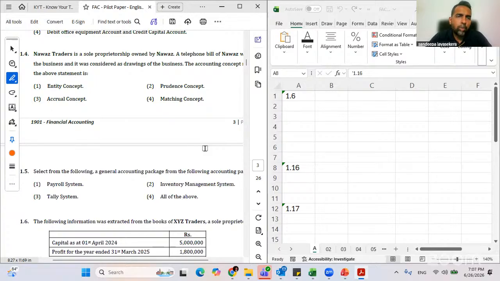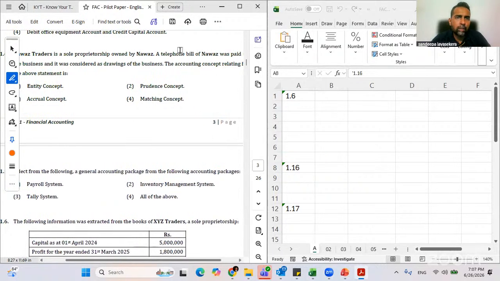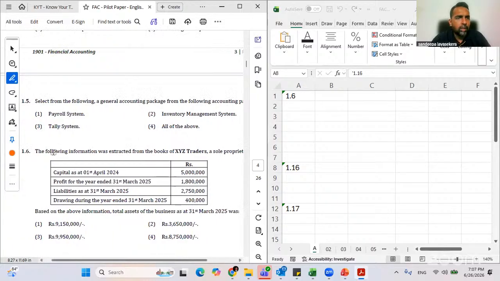Navas Traders is a sole proprietorship owned by Navas. The telephone bill of Navas was paid by the business and it was considered as drawings. They're asking for the accounting concept. The accounting concept that says the owner's income and expenses are different from the business income and expenses is the entity concept. So the correct answer is the entity concept.